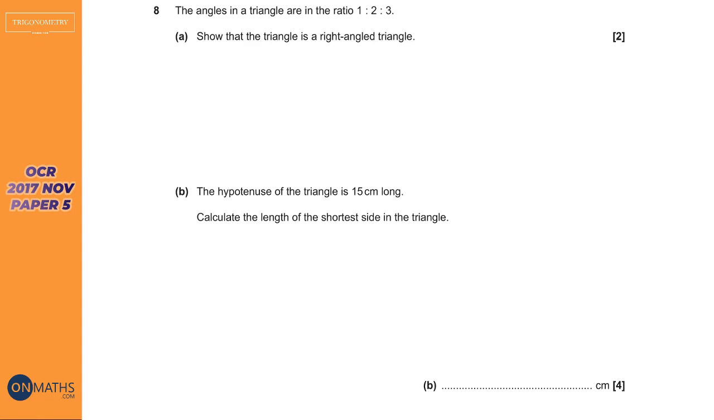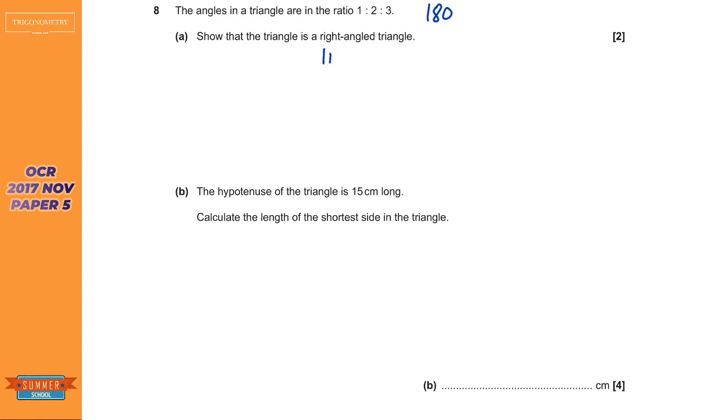Next up, we've got an OCR question, and it's quite similar to the last question for question B. Question A is one where you just need to use a bit of logic: angles in a triangle in the ratio 1 to 2 to 3 show it's a right angled triangle. So what do we know about triangles? Well, we know that they add up to 180. So what we want to do is split up 180 in the ratio of 1 to 2 to 3.